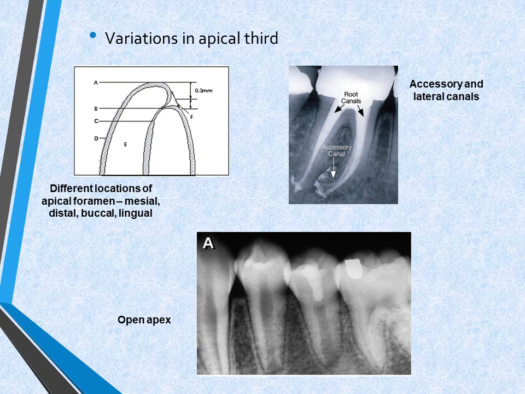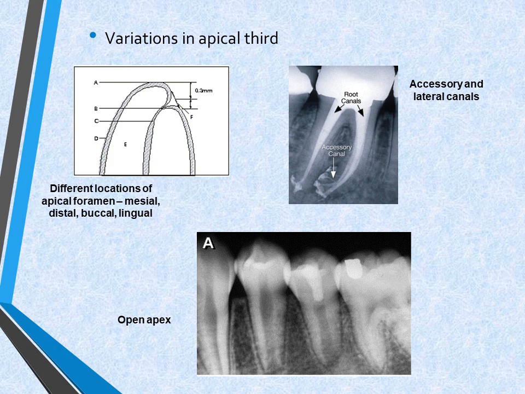Lateral and accessory canals, I already told you, they are most commonly found in the apical third. They are also found at the level of furcation, especially when you are dealing with your molar teeth, but they are most commonly found in the apical 1/3.